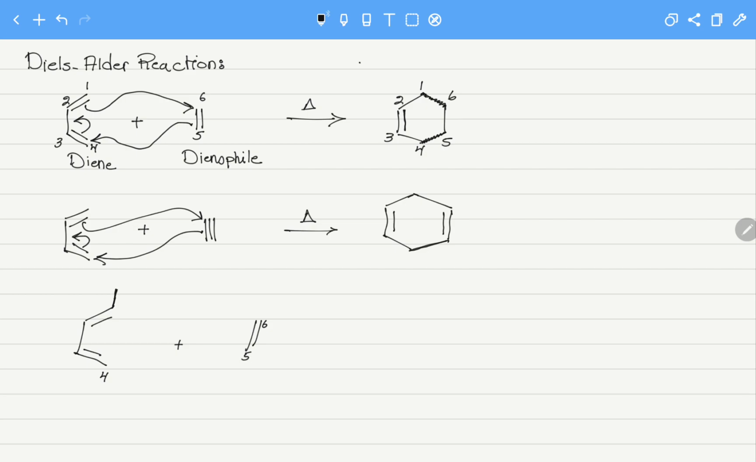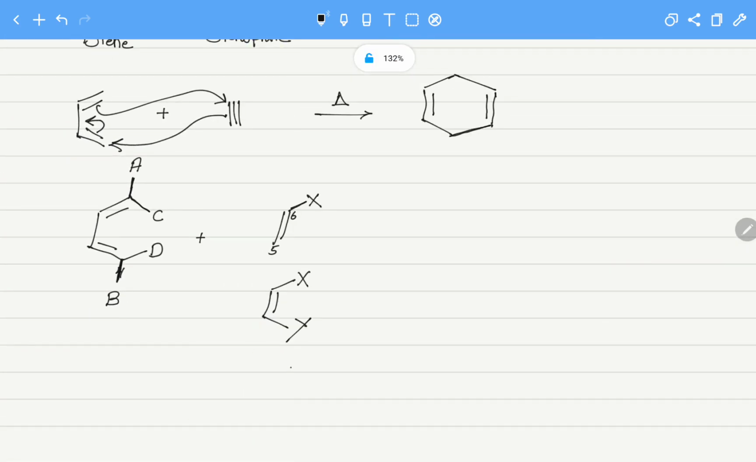All groups which are pointing to the outside of the diene, call them A and B, and then those groups which are to the inside will be C and D. And the dienophile could have one group, or it could have two groups which are cis on the same side, or it may also have two groups that are at opposite sides or trans. So how do we draw the product in all these cases?